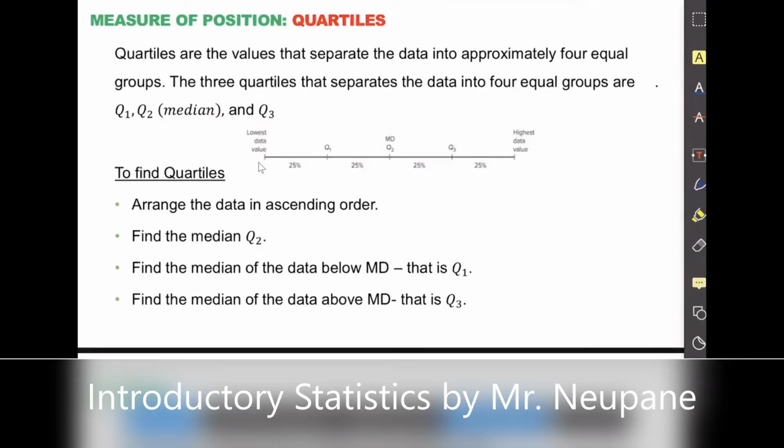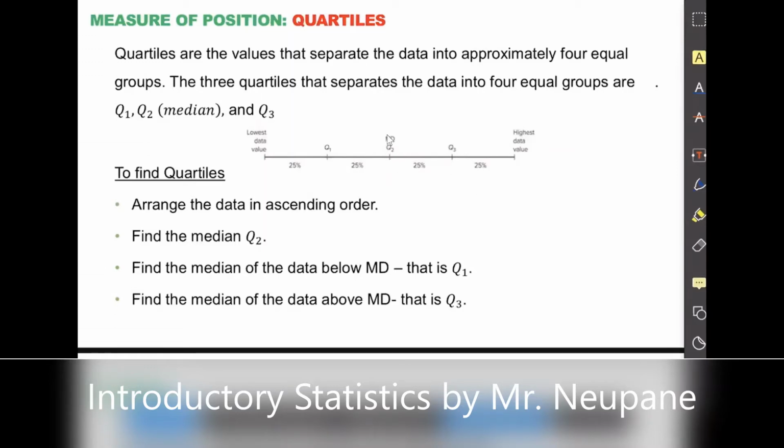So if we have the lowest value here and the highest value here, the quartiles will divide this entire data set into 4 equal parts. If we have the first quartile here, the second quartile here, and the third quartile here, you can see that the data is divided into 4 equal parts: 1, 2, 3, and 4. And in each of these little sections, you have 25% of the data.